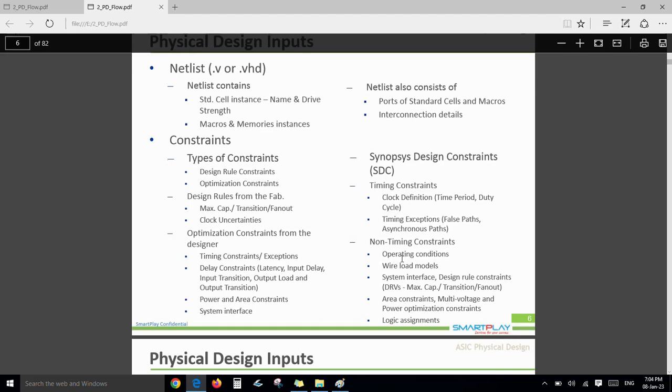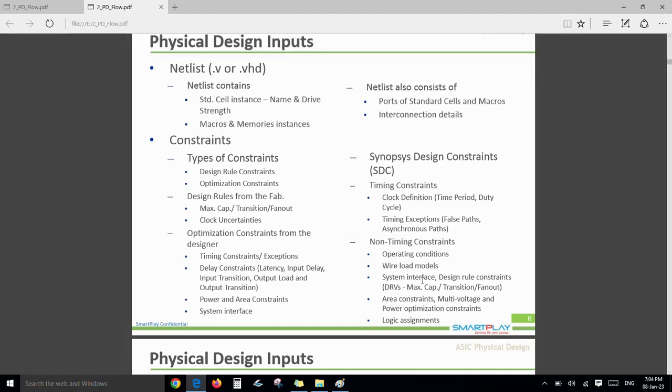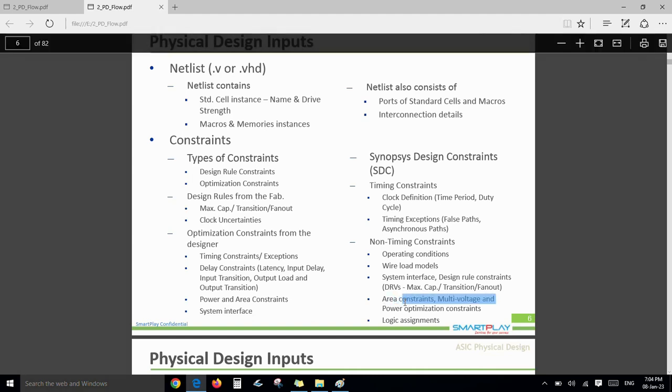Non-timing constraints: operating conditions like PVT conditions, wire load model, and DRVs like max transition, capacitance, fanout, and area constraints, multi voltage. If there are multi voltage domains, or power optimization techniques, that will be considered in the UPF file, so we no need to add it in SDC.